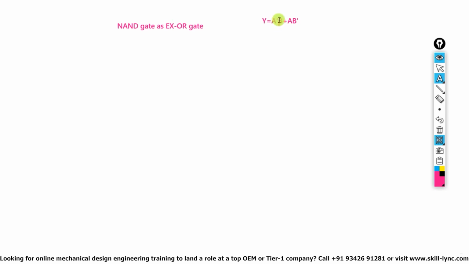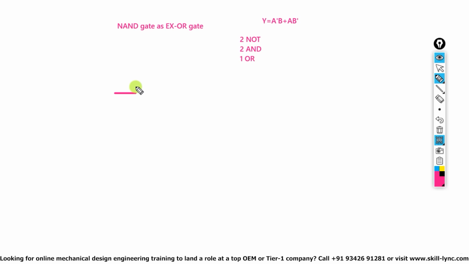Here we want A bar, B bar, means two NOT gates will be there. Then we want two AND gates and one OR gate. So two NAND gates for each NOT gate, we want AND gate also, we want OR gate also, three for your OR gate, and four NAND gates are required for two AND gates. So let's start with all such fundamental things.